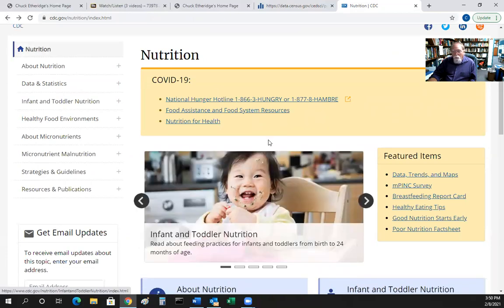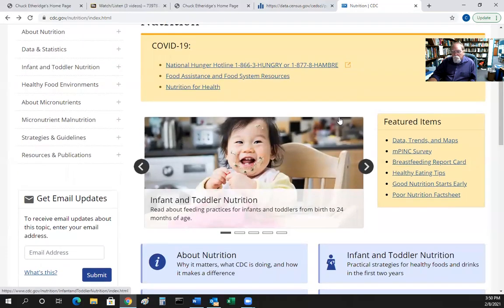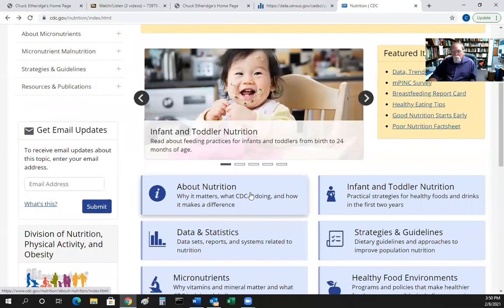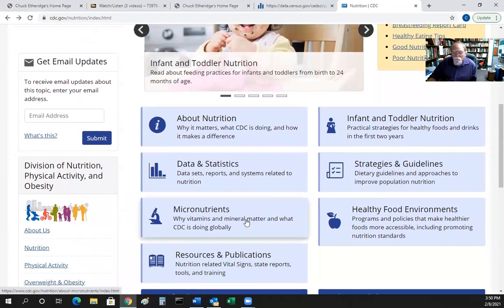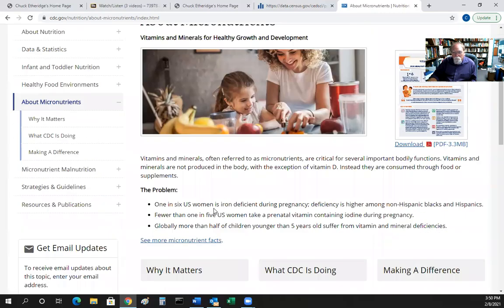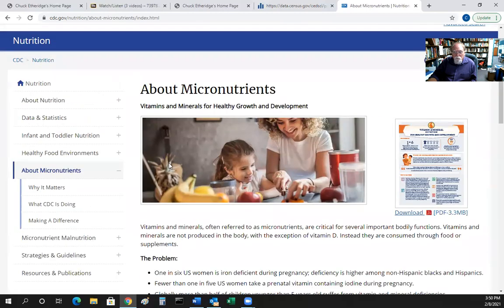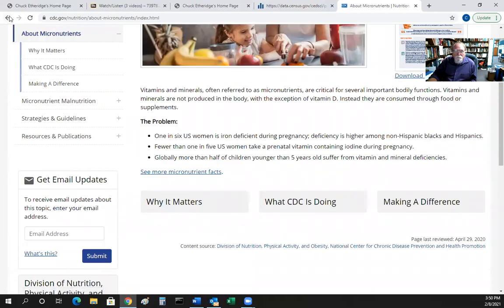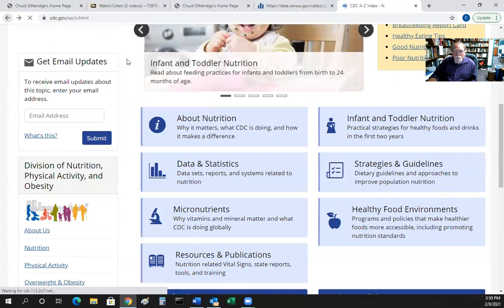So trying to see if there's anything else that would be useful to look at as well. We have information about nutrition, about what it is and why it makes a difference, data and statistics. You can look at this as well. And the biggest thing would be micronutrients. And we can click on this and explore this as well, because, and again, you have why it matters, what the CDC is doing.